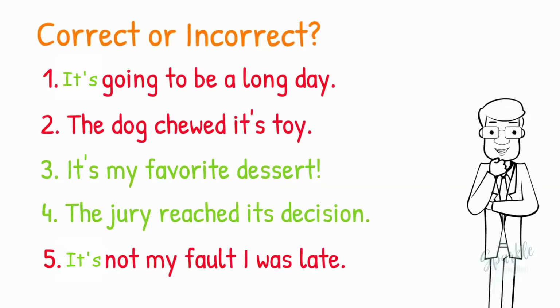In sentence 2, we need to write its, I-T-S without the apostrophe, because we want to use the possessive adjective its, to describe the toy belonging to the dog.